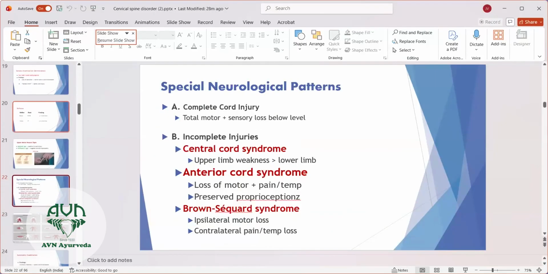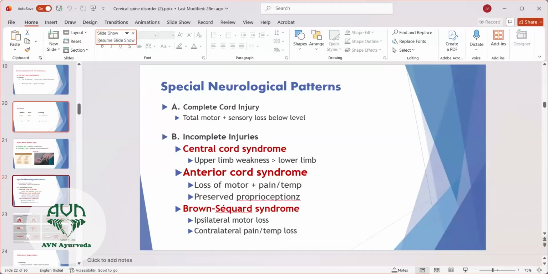The special neurological patterns are in spinal injury: complete cord injury and incomplete cord injury. Injuries can be divided into two, column injury and cord injury. Column injury means injury to the vertebrae, articular facets, lamina or other bony structures, and the intervertebral disc. Cord lesion means injury to the spinal cord.